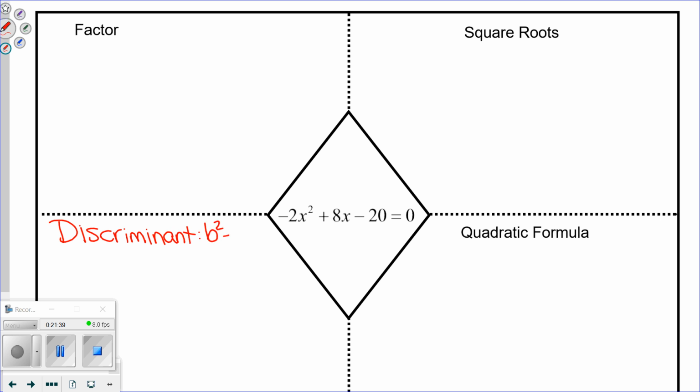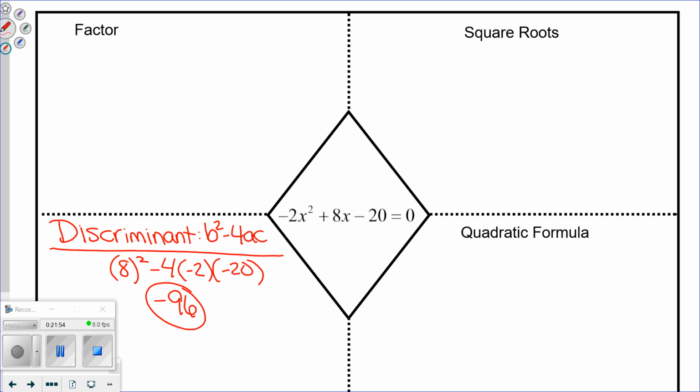All right, and that again is your b squared minus 4ac. It's the part underneath the radical. So b squared would be 8 squared minus 4 times negative 2 times negative 20. And what do you get? Is negative 96 a perfect square? No. So if it is not a perfect square, what does that mean about factoring? It won't factor. Some of you wasted the entire time I gave you just now trying to factor that.